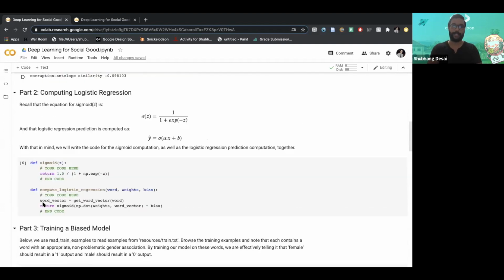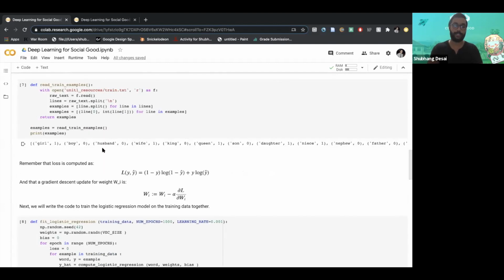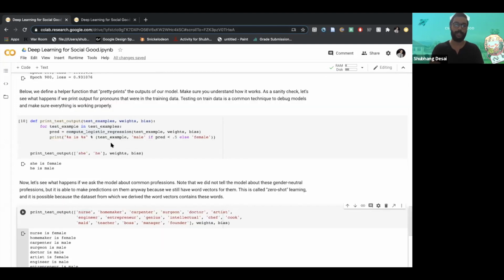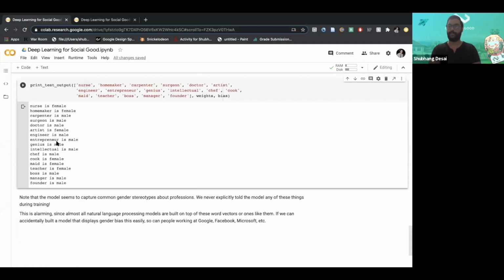Remember, this is all that we trained our model on. None of those professions are in the data set, right? We haven't done anything problematic in terms of training our model with bad words. Even so, we've learned a really negative and sexist model.